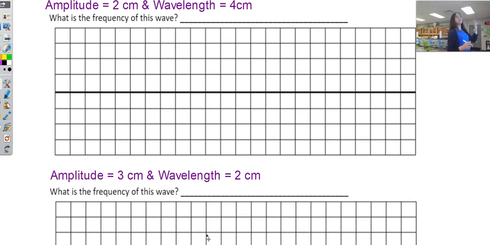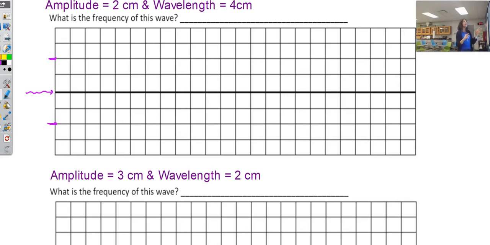So if we want the amplitude to be 2 centimeters, what I like to do is make a little bit of a mark. So right here would be 2, and then that would be also going down. So remember, this is our origin line right here. So then that would be 2 going down. Just to make note of that.